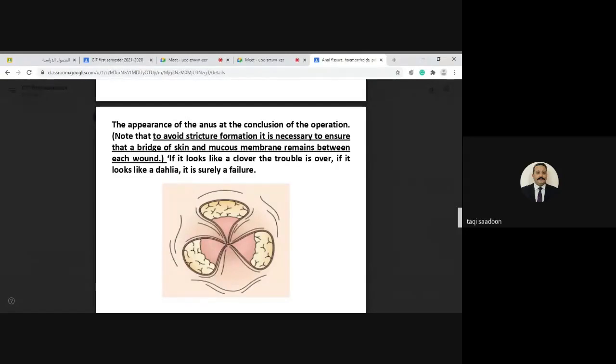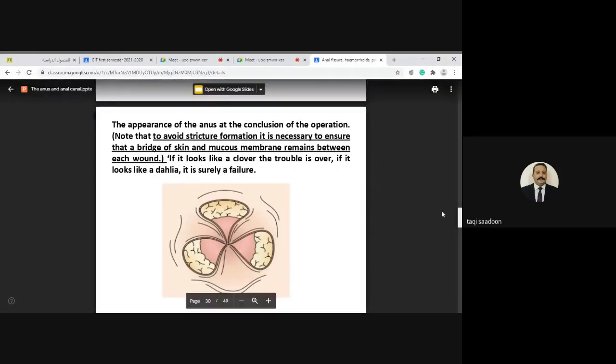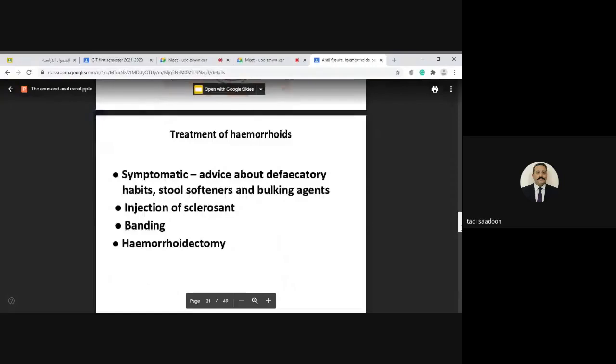He cannot even eat, in fact, because he will be afraid to eat, but he drinks. He cannot pass flatus. His life becomes very difficult. Therefore there should be proper surgery when it is indicated, and we should leave a bridge of skin between each pile removed to avoid stricture formation. Very important.